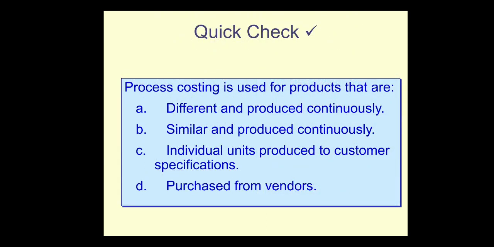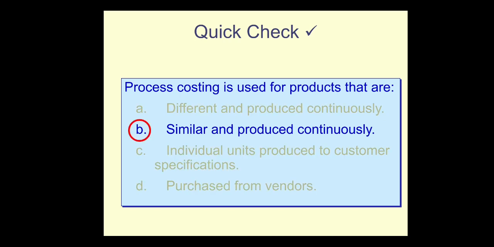Okay, so this is a quick check to assess your understanding of the differences between job order costing and process costing. Let's see. Process costing is used for: A, products that are different and produced continuously. B, similar and produced continuously. C, individual units produced to customer specification. D, purchased from vendors. So what is the answer? I think the answer is B.